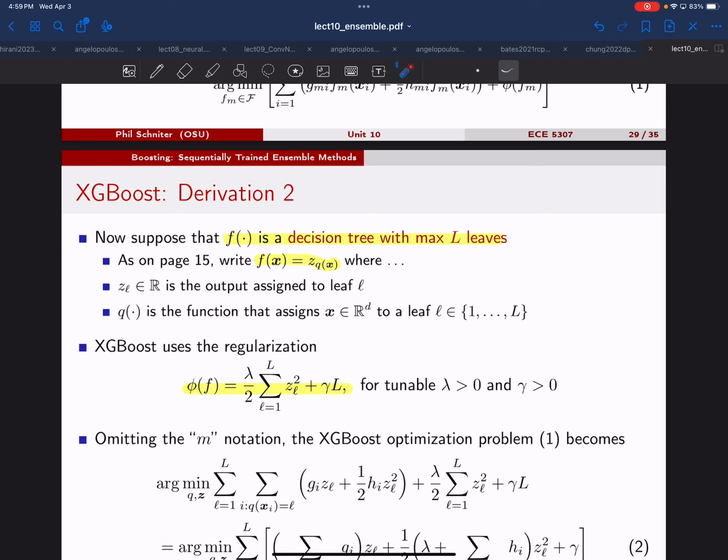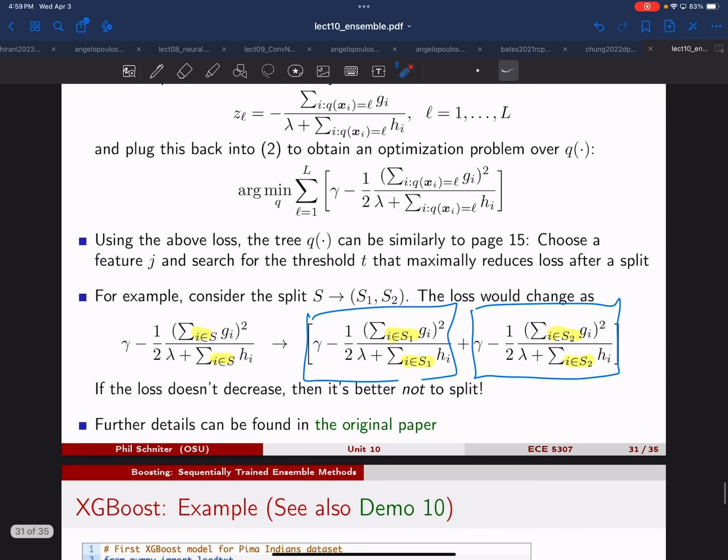Lambda is supposed to weight the number of leaves. As lambda gets larger, you should have fewer leaves. And you can see that here because if lambda doubles and you want this to decrease, the larger lambda is, the less of a chance that this is going to be smaller than this. So that's how it works to regularize the number of leaves, to limit the number of leaves.